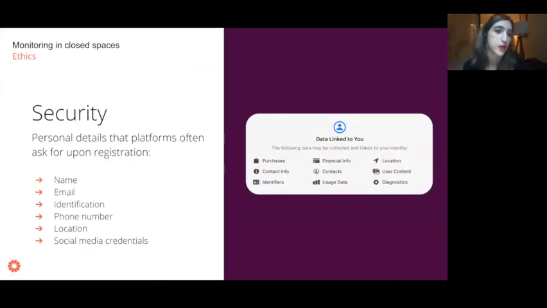Another thing that is really important to think about is security, right? This is true for every platform. It's true for messaging apps. It's true for platforms we're familiar with, like Facebook and Twitter. It's also true for new platforms that you may be interested in joining. But think about security. Think about the personal details that platforms often ask for. Sometimes it's your name. Sometimes it's more than that. Sometimes it's your identification. It's your phone number. Often when you join a Telegram group, your phone number is displayed, right? So that's something you have to think about if you're going to be joining Telegram groups. That might give you pause.